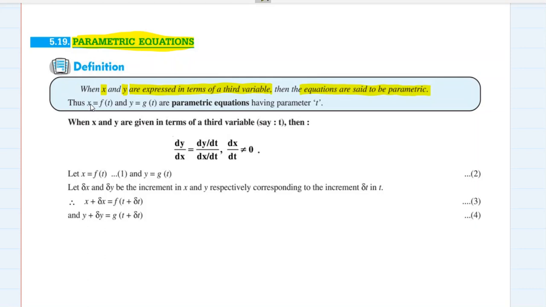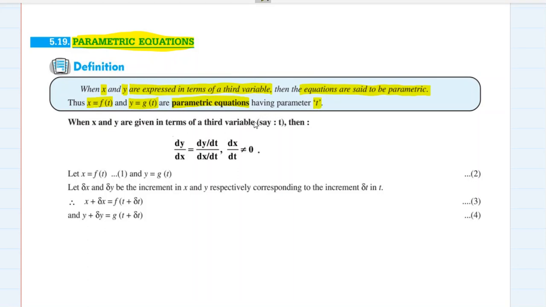So there is one equation whose range is x and domain is t. There is another equation whose range is y and domain is t. So basically we have got two functions with domain t, f of t and g of t. f of t is equal to x, g of t is equal to y. These two functions or equations are known as parametric equations, and the parameter of these two equations is t.